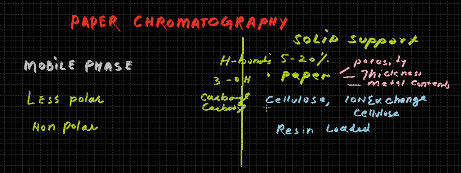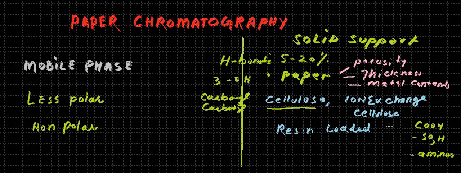Other than simple cellulose, the solid support may be transformed into ion exchange cellulose papers, where an ion exchanger like a cation exchanger or anion exchanger is incorporated into cellulose, either by chemical reactions where the hydroxyl groups present in the cellulose are converted into carboxyl groups or sulfonic acid groups or dialkyl amines. So cation or anion exchanger sites are created.